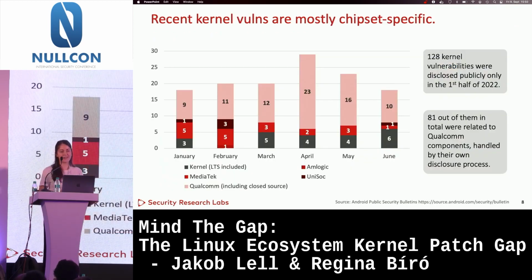Just to be more specific and to show you what volume we are talking about, this is statistics from the kernel vulnerabilities that were released in the first half of this year. As you can see, there are almost 130 of them, so quite a lot. And imagine that if you're a device vendor, you have to patch maybe all of them. And one other interesting factor is that 81 of them are actually related to Qualcomm components, which are also handled by their own disclosure process, which means that the patching process is even more complicated than what we just talked about in the previous slide.